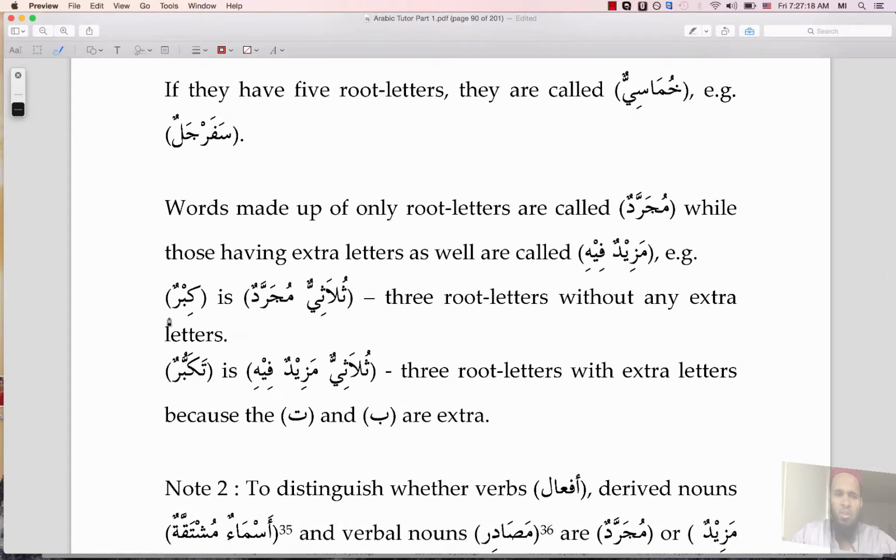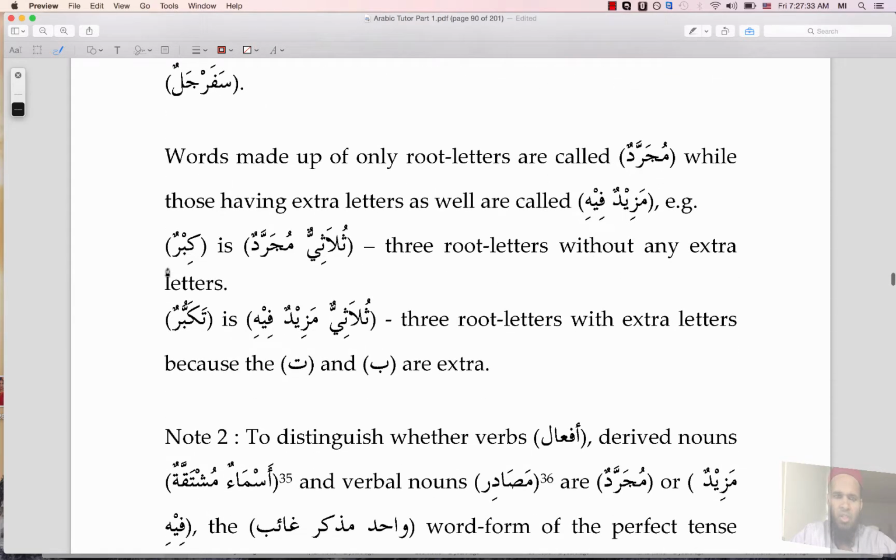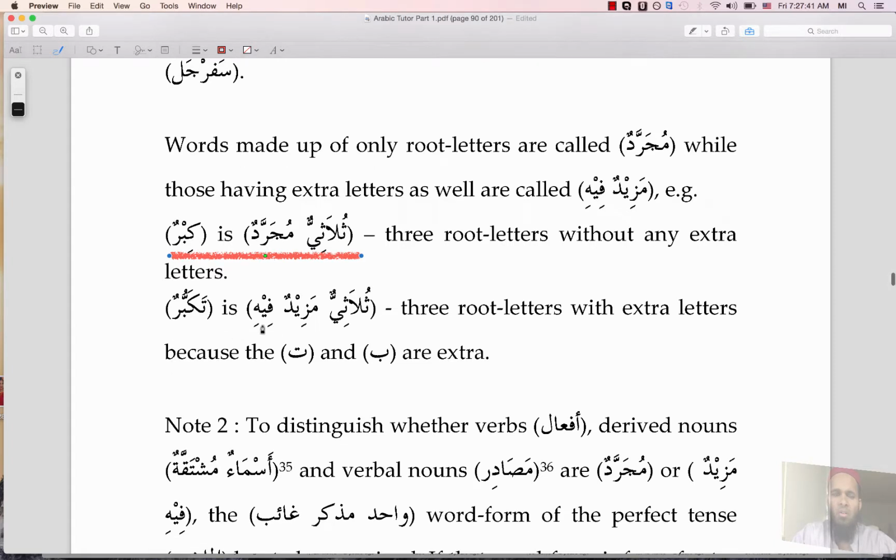Kibrun is thulathi because it has 3 letters and it comes from fi'lun. So kibrun is thulathi mujarrad, original 3 root letters, without any extra letter. Takabburun comes from tafa'ulun. So there's an extra letter. Actually there are 2 extra letters.